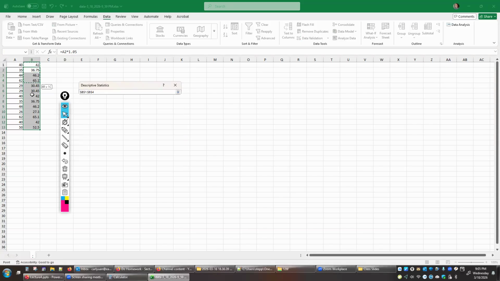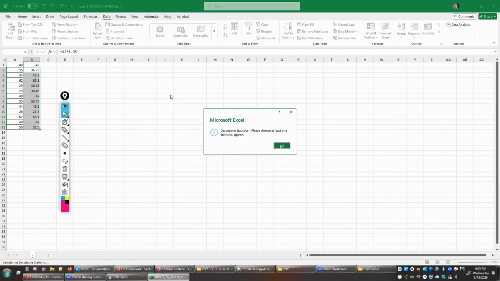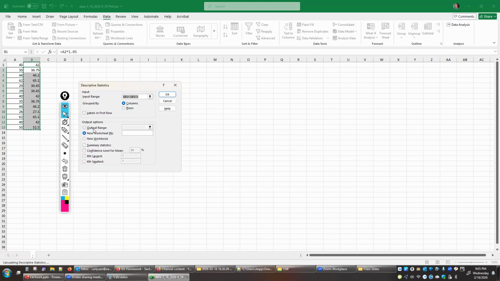So I'm going to start at the top and go all the way to the bottom. All right, and I click on the button again. So now it captured all the numbers I want calculated for the mean and standard deviation. All right, and then I just click on OK. Oh, one statistical option. All right. So the option that I want is summary statistics. That's all I want. So click on OK.